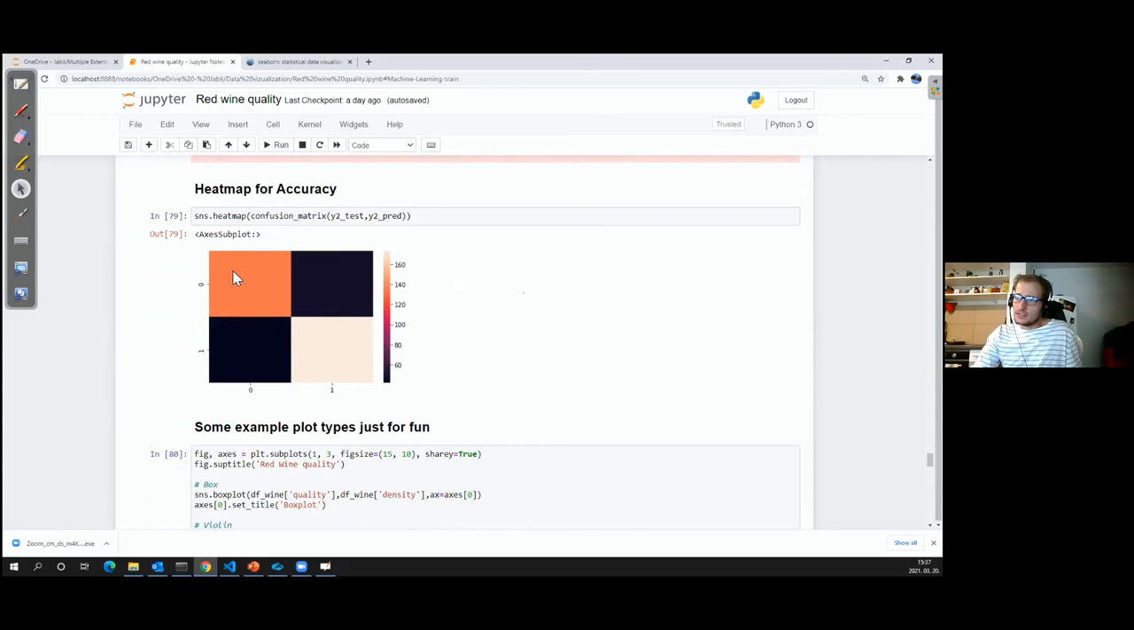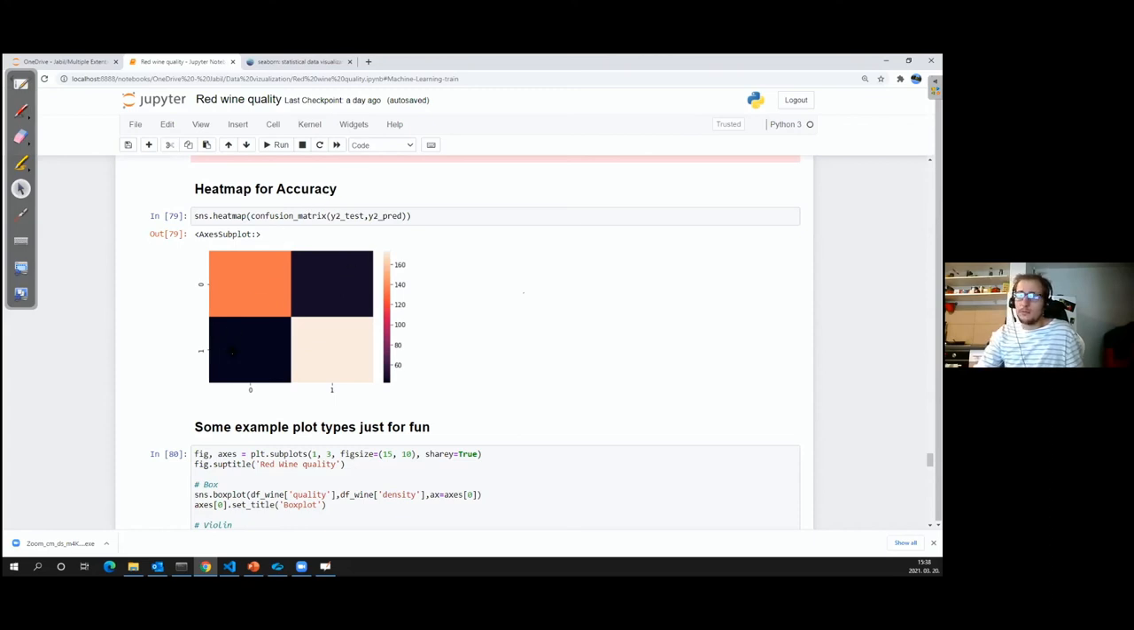The zero and zero part, the upper left corner, is called the true negative. It means that we predicted it would be bad, and it really is a bad wine. The bottom right corner is the true positive, meaning we predicted it would be a good wine, and it really is a good wine. The bottom left and the upper right corners are our errors, our failures. This is called the false negative. That means we predicted it would be bad, but in reality it happens to be a good wine.